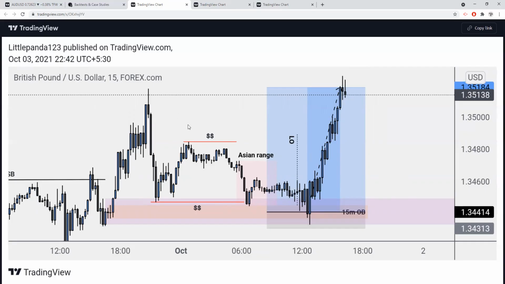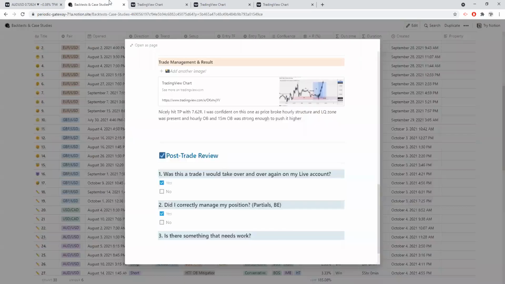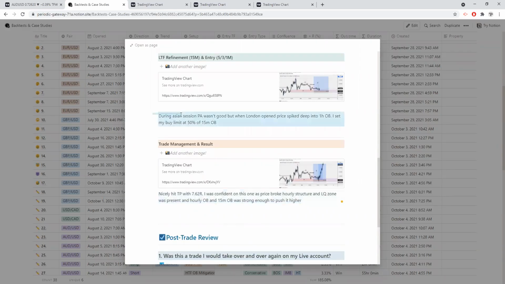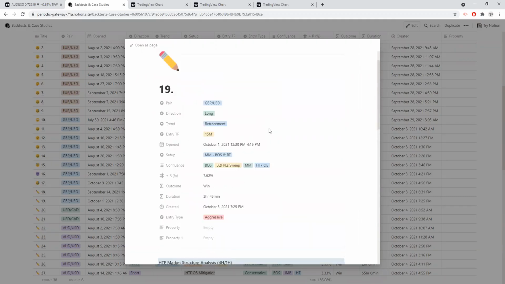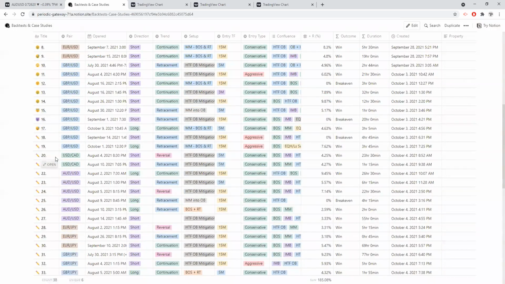I really like your targets as well. You're really good with target setting. You always set the TP at the highs and you just take your profit. So that's very good. Price worked out structure, exactly. Deep, when I said buy limit at 50% of the 5-minute OB. Exactly. Very good. Very good.